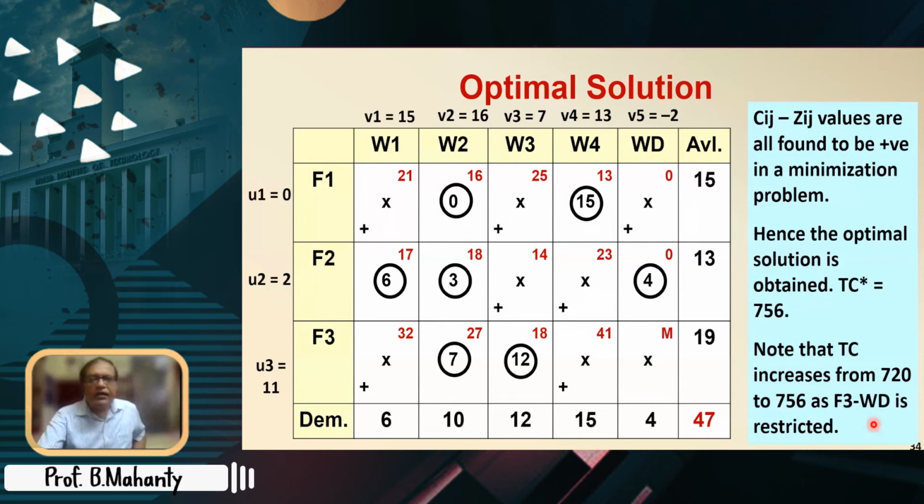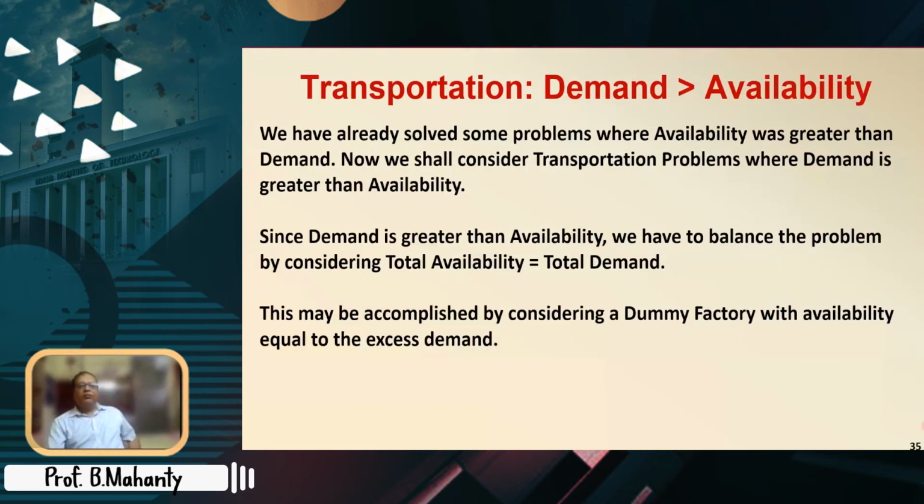All right, now let us look at another problem. That is the last problem for today. That is what happens when demand is more than availability, the other way around. We have already solved some problems where availability was greater than demand. Now we shall consider transportation problems where demand is greater than availability. Since demand is greater than availability, we have to balance the problem.